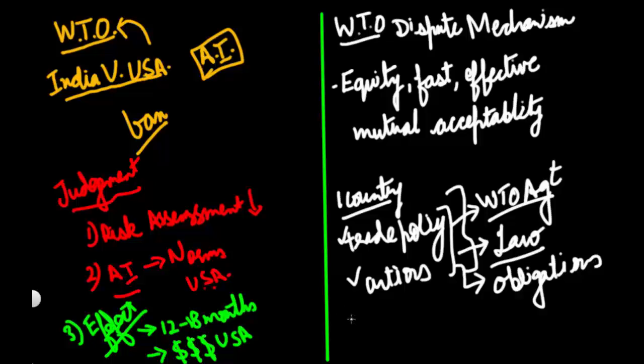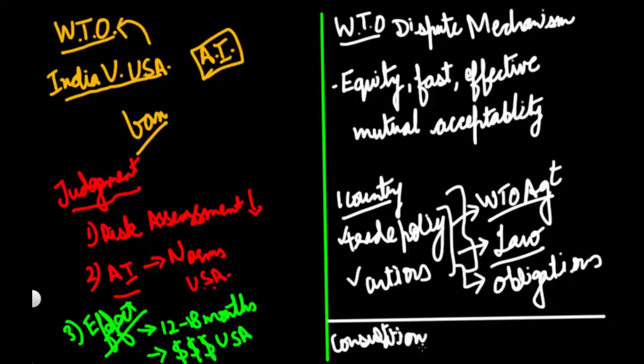Now, once the cause of action has arisen, we will have to see what happens. First of all, the procedure is basically based on understanding, and the first thing to happen is the consultation. Consultation happens first. This is the first step, and it goes on for about 60 days. On consultation, parties talk to each other, try to convince each other, and try to solve the dispute without going into litigation.